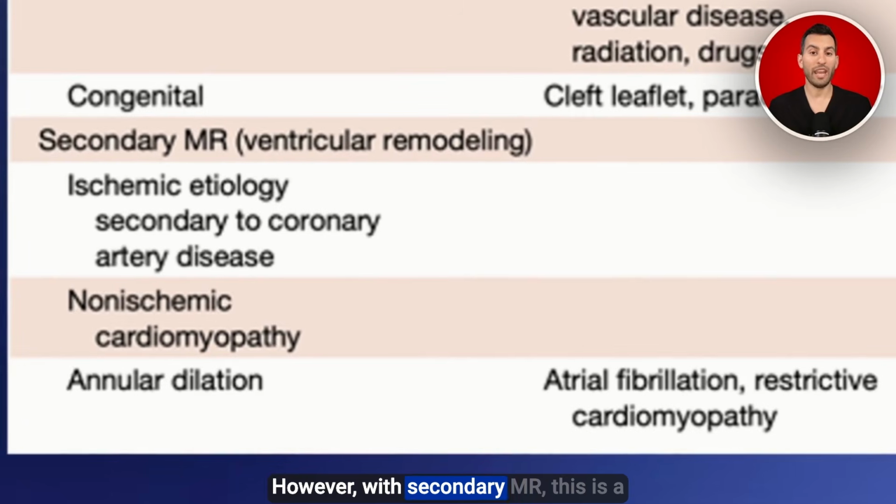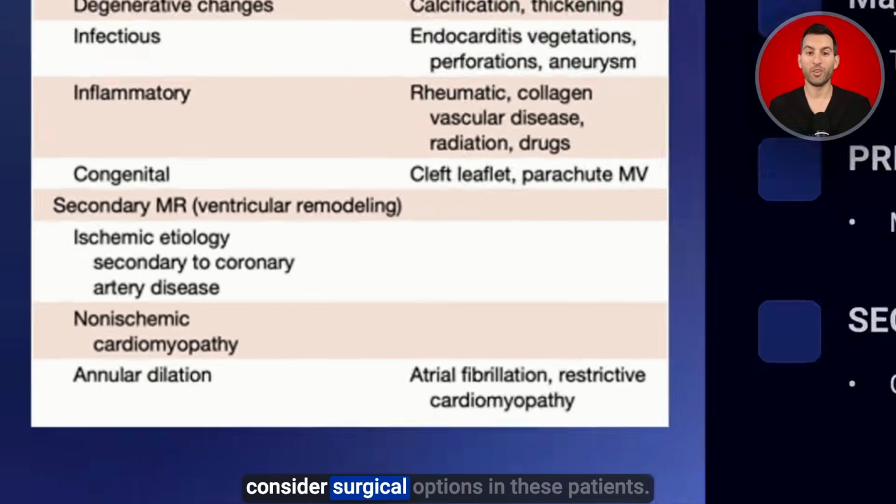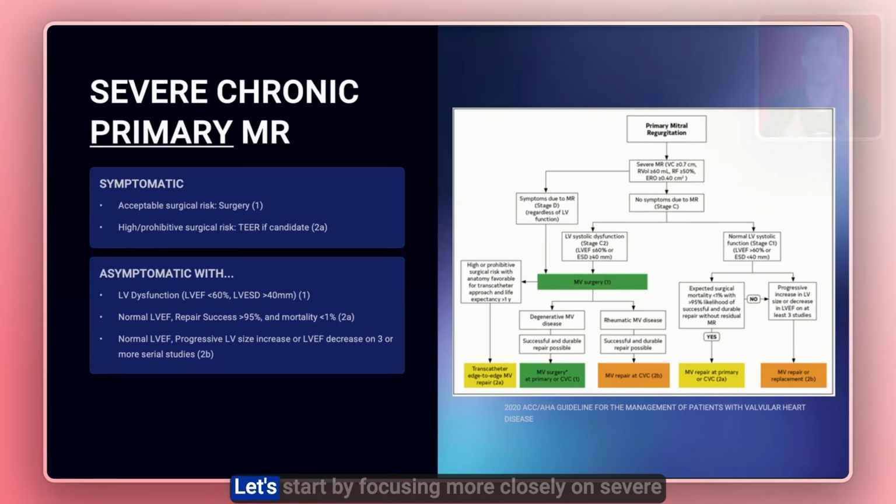However, with secondary MR, this is a disease of the ventricle or the left atrium. Goal-directed medical therapy for heart failure is the mainstay of treatment before we would consider surgical options in these patients. Let's start by focusing more closely on severe chronic primary MR.